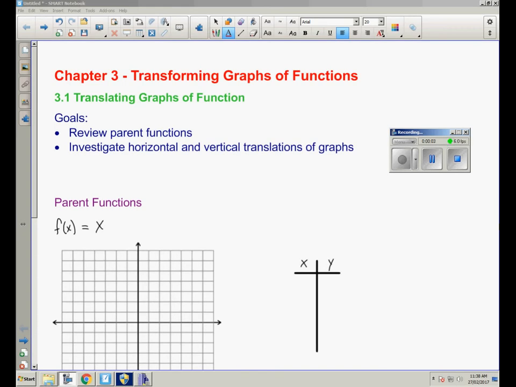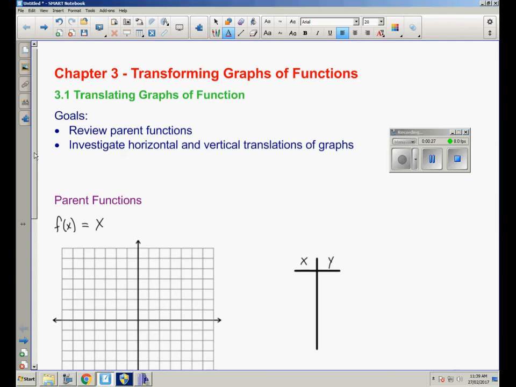So today in Pre-Calculus 12 we are going to start chapter number 3, and this is all on transforming graphs of functions. Today we're doing chapter 3.1, translating graphs of functions, and we're also going to do some review on parent functions as well. So we've got two goals for today. The first one is to review the parent functions, and then the second goal for today is to investigate horizontal and vertical translations of graphs, which will be a little bit new.